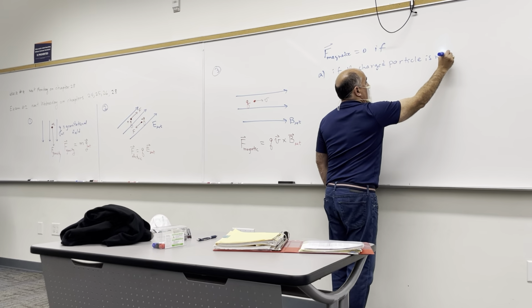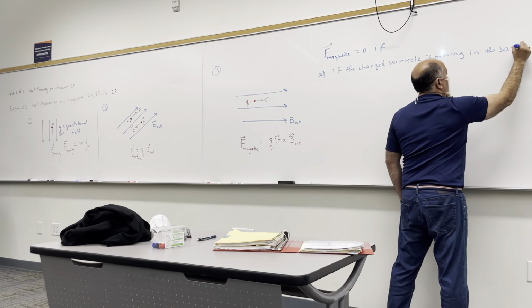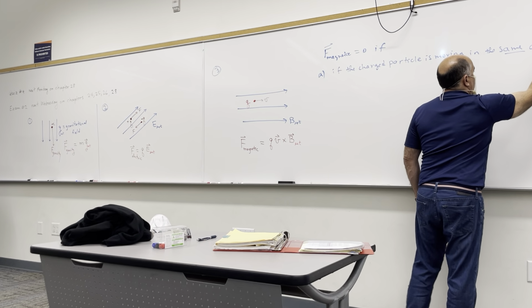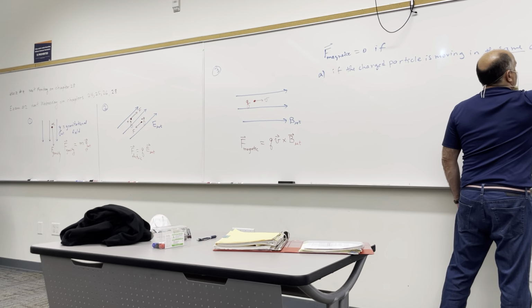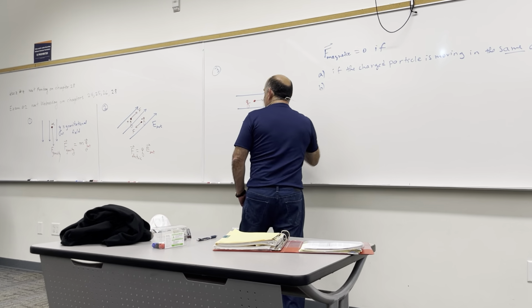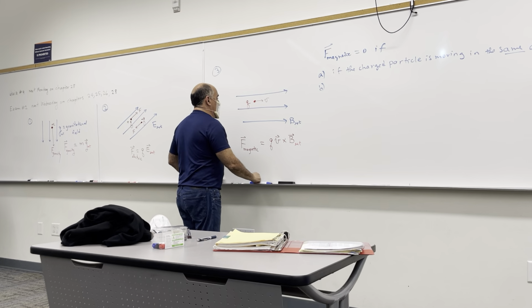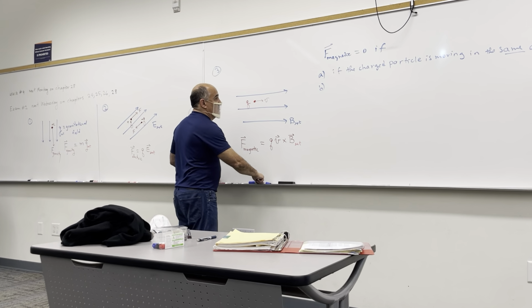So if the charged particle is moving in the same direction as B. What else? If it's moving opposite. If it moves in the opposite direction, what happens if the particle has a velocity in the opposite direction?